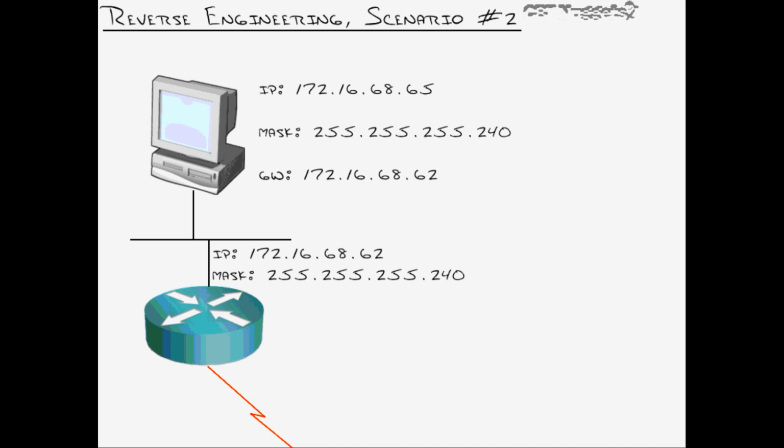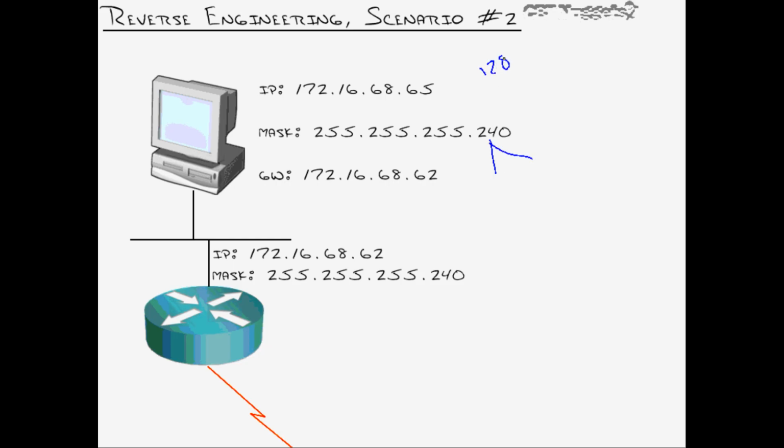Now, this scenario might be a typical test question. It might be a scenario in your network environment. Either way, the only way you're going to know if everything is kosher on here is by doing the reverse engineering. So once again, we'll look at the subnet mask because therein lies the key. We see 255, 255, 255, 240.